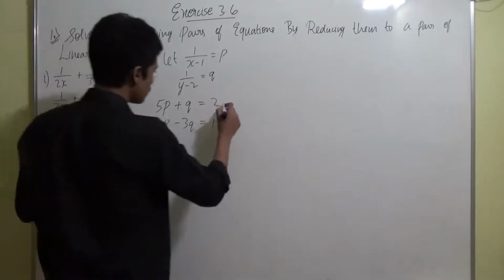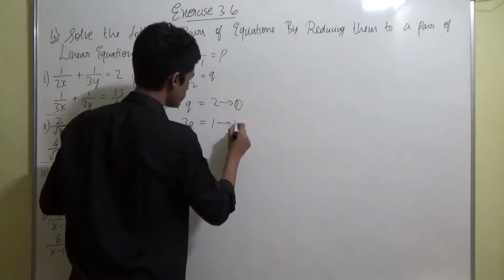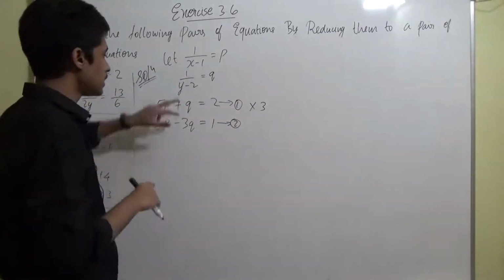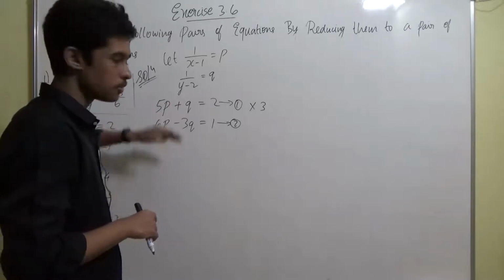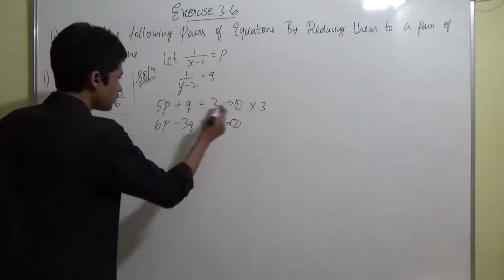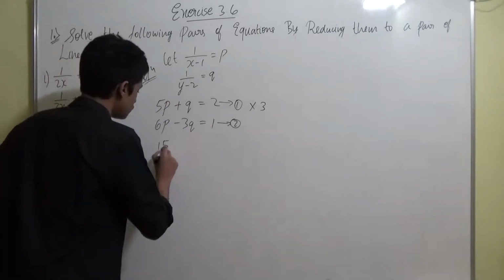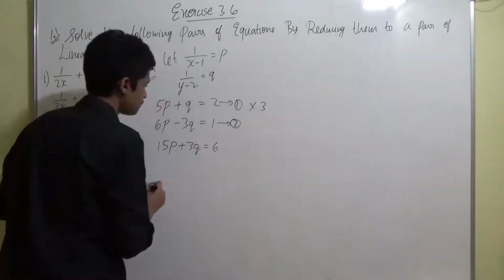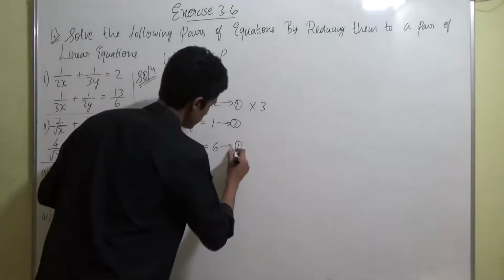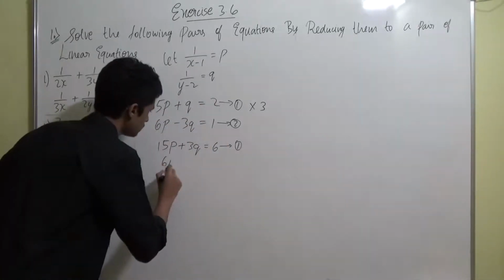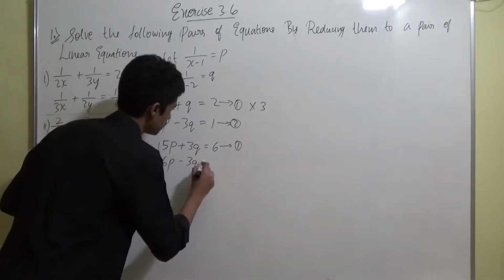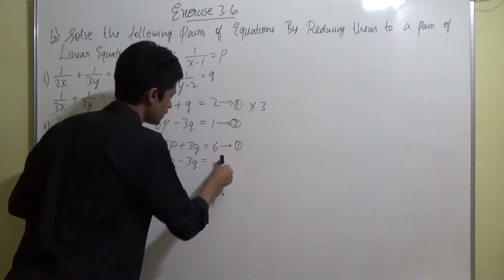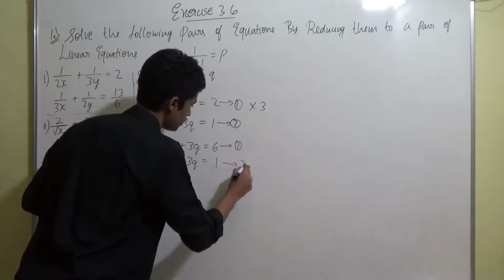Because if you consider this as equation 1 and this as equation 2, and multiply the entire equation 1 with 3, it will become 3q, and this one is also minus 3q, they'll get cancelled easily. So after multiplying by 3, I'll write it here. It becomes 15p plus 3q equal to 6, and this we'll call equation 1. And equation 2 is 6p minus 3q equal to 3. I mean, it's 1, we are not multiplying this equation, right? It's as it is. This became equation 2.